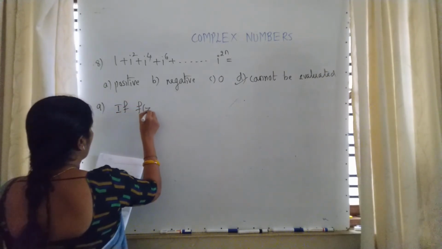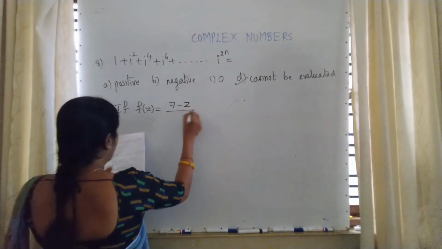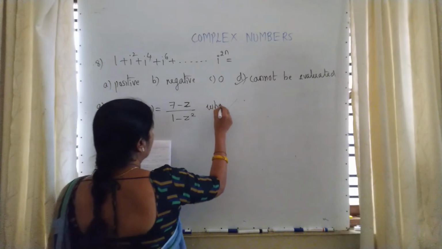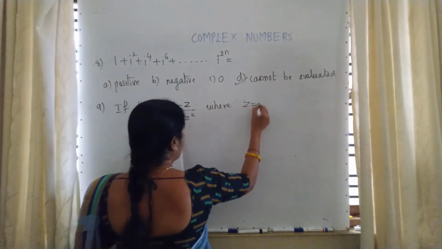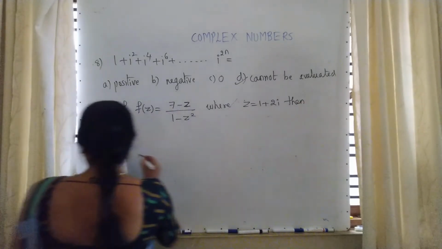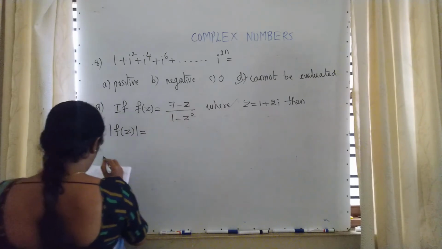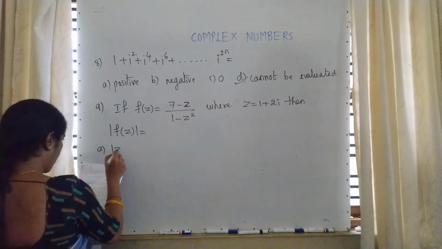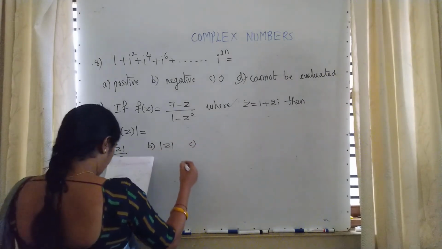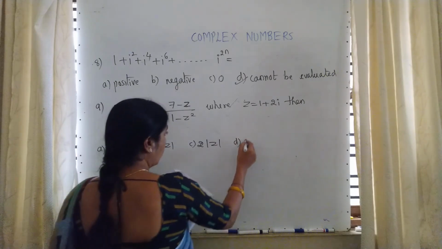if f of z is equal to (7 minus z) upon (1 minus z square), where z is 1 plus 2i, then whatever answer you are getting for the modulus of f of z, that modulus we have to write. The options are mod z upon 2, mod z, 2 into mod z, and none of these.